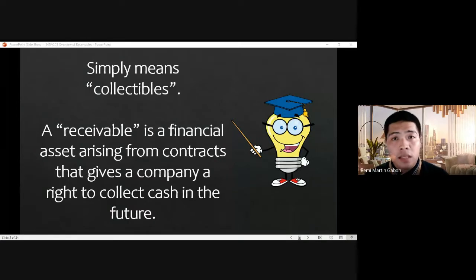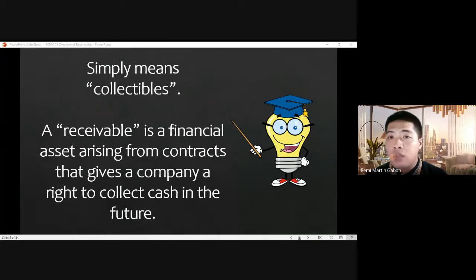Receivables are not cash, but they can be converted into cash. Same with cash equivalents, but in contrast with cash equivalents, receivables are less liquid. They are liquid, but less liquid than cash equivalents. Both are convertible into cash, pero mas highly liquid yung cash equivalents. Okay? So again, take note, receivables are financial assets.